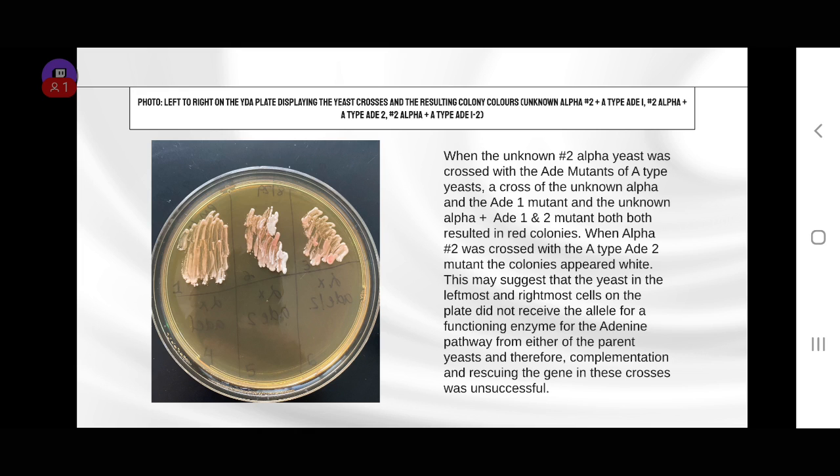In the chart here, the picture, we have the 3 crosses. In ADE1 A-type times the unknown alpha, that's the leftmost, we again got the red colonies. In the middle, we have the white colonies from the ADE2 cross with the unknown alpha, and in the rightmost, we have the ADE1 ADE2 A-type yeast cross with the unknown alpha.